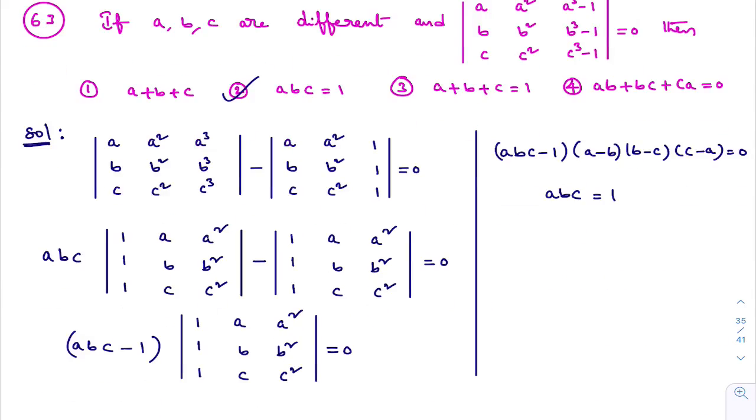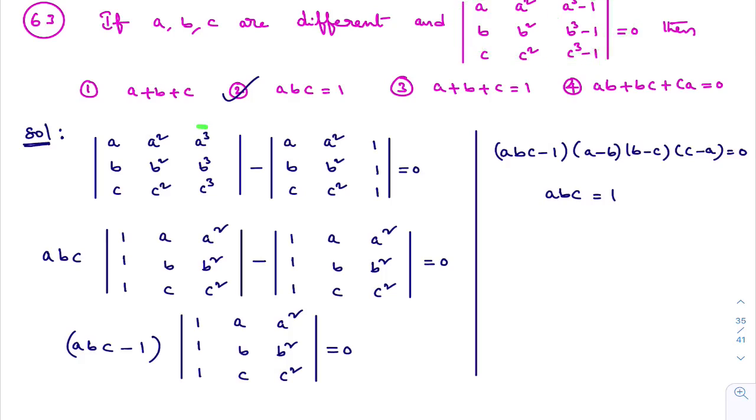Now you see this 63rd question. They are saying a, b, c are all different, and they have given that the value of this determinant is 0. Then which option is correct? You see here, all the elements of the third column are expressed as a sum of two terms. This can be written as a cube plus (minus 1) like that. So this determinant I can write like this.